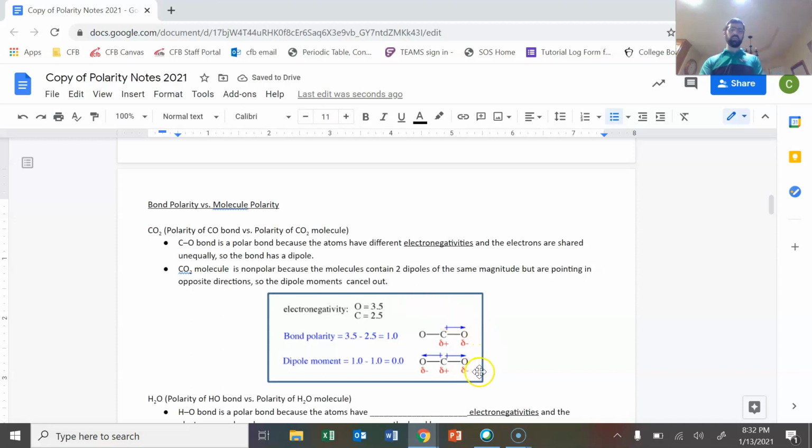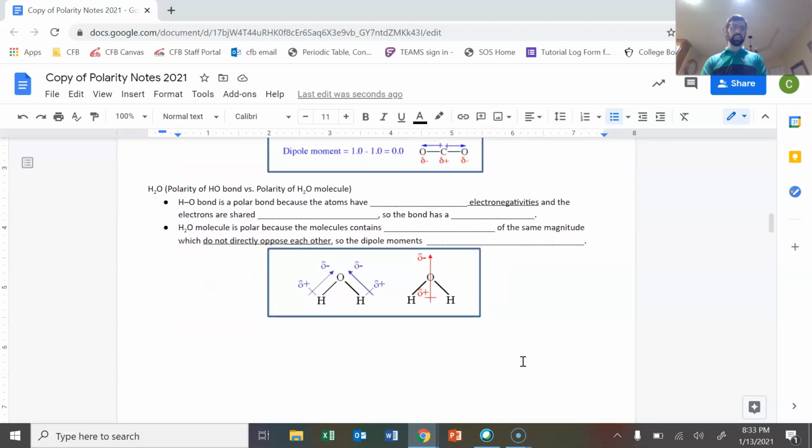Thinking back to a tug-of-war match, if we had this oxygen trying to take all of the electrons, kind of hogging the electrons and pulling them towards it, well, we also have this other oxygen pulling the electrons towards it. So there is no net dipole. It is a non-polar molecule because it's linear and they're pulling in opposite directions on the electrons. We have opposing dipoles and they cancel each other out.